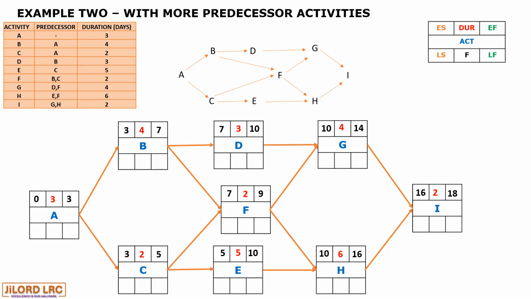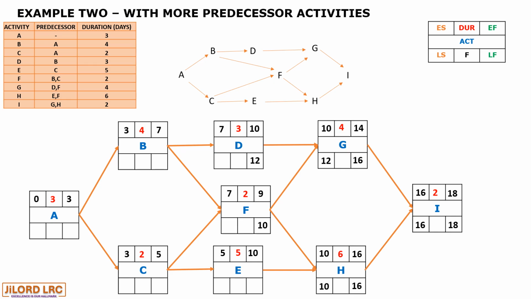And for activity H, it will take the early finish value of 10 from activity E. 10 plus 6 is 16. Now, which one goes to I? We still take the highest because H will be the last activity to finish between H and G. Therefore, 16 adds to 2, it becomes 18. This completes the forward pass.